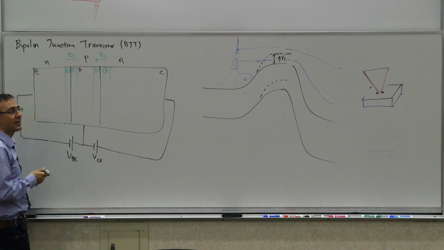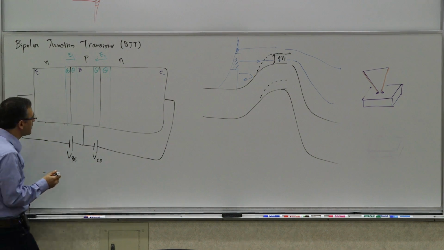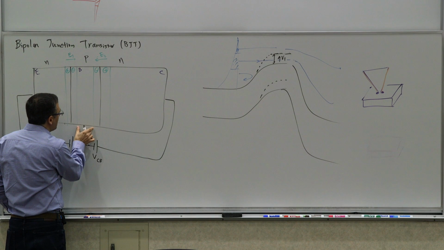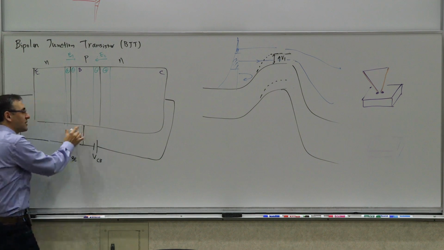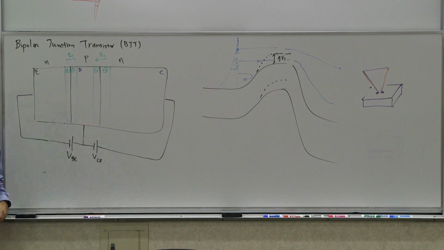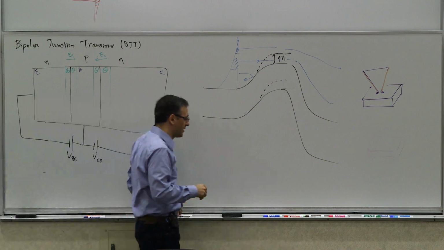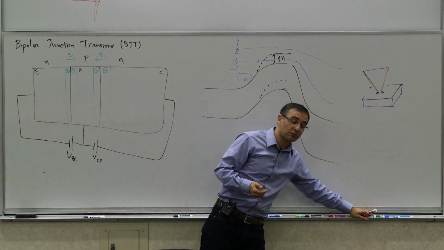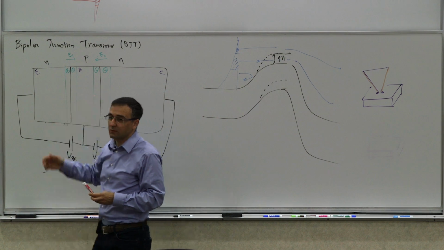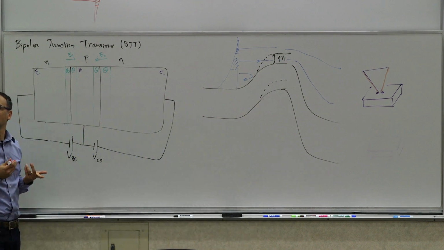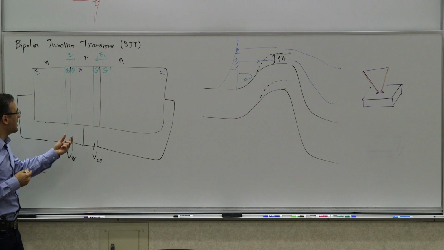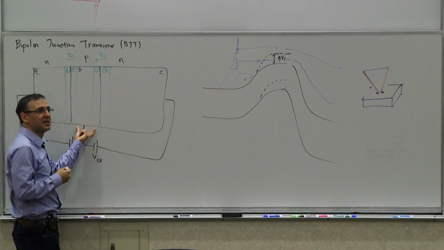Now, the other question I have for you, and this is part of one of the homework problems that you have to do, is what do you think the distribution of the minority charge carriers will look like if this base is thin? How would this charge look like? Let's say in this case, the minority carriers would be electrons. If it was a PNP, it would be holes. But what would they look like? What do you think the distribution looks like in the base?